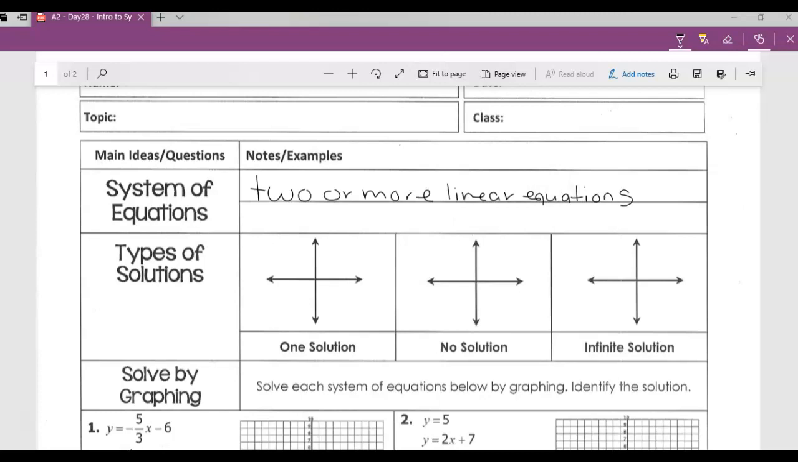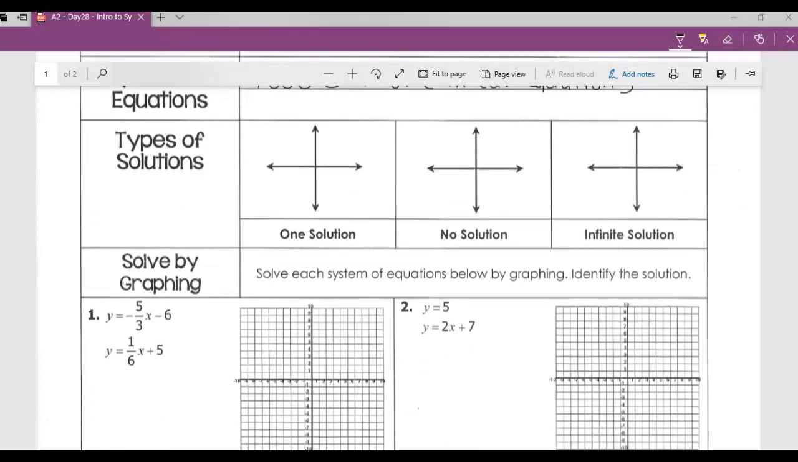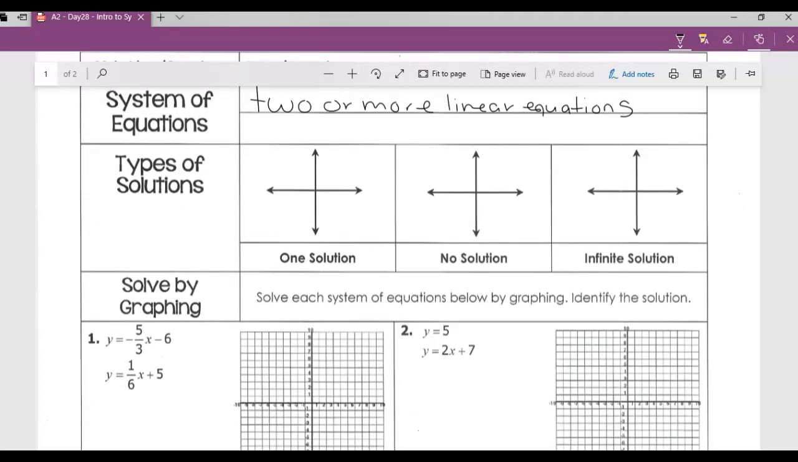Now, when we're dealing with systems of equations, there's three types of solutions we can arrive at. The first one is one solution. That's when you have two lines that intersect somewhere, and that point of intersection, that x and y value, is the solution. So that's your first case scenario. Next, we would have no solution. That happens when you have two lines that never intersect, or in other words, that are parallel. So when you have this happening, you have no solution because there's never a point of intersection.